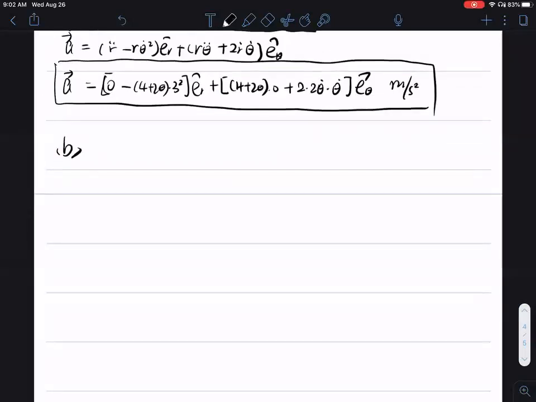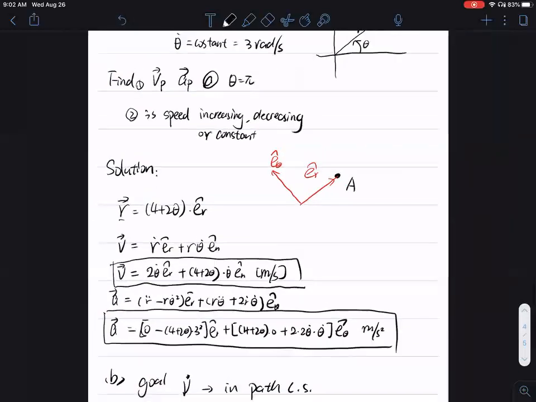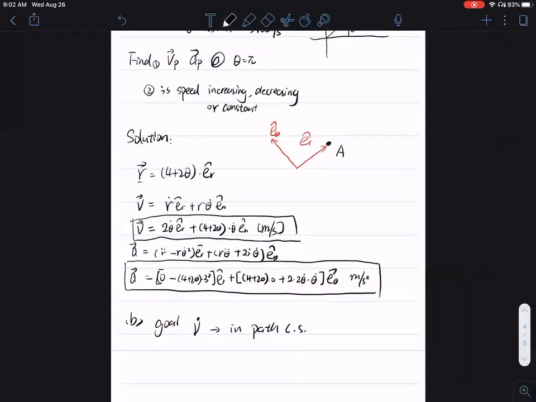Okay, all right, the goal is to find V dot. V dot is inside the path coordinate system, right? We know that. But what we have for this problem, all we know is in the polar coordinate system. So that tells you we want to do a conversion between polar and path. But there's a big problem. We don't really know the angle between the path coordinate system and this polar coordinate system.